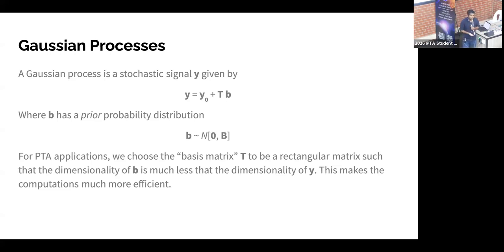So for PTA applications, this matrix T is called a basis matrix, and we choose T such that the dimensionality of that vector b is much less than the dimensionality of that vector y. This is also known as a reduced rank representation, and the advantage here is that all the matrix operations that we have to do to do the data analysis become much more computationally tractable. This is in no way a mathematically rigorous definition, but this will do for our purposes.